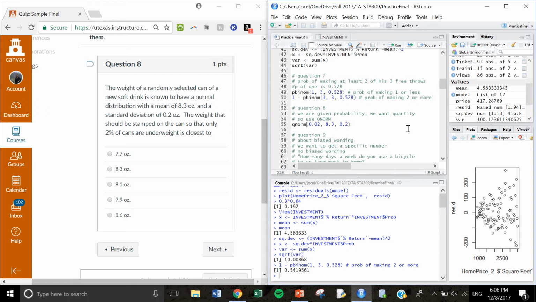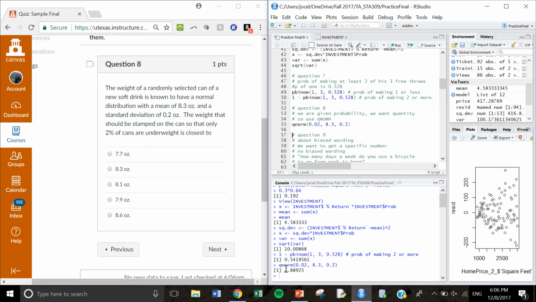So we use Q norm when we're given a percentage and we're looking for quantity. We're looking for the number. If you're given the number and looking for the percentage, you would use P norm. So we're looking for the bottom 2%. That's why we use Q norm, with a mean of 8.3 and a standard deviation of 0.2. So in Q norm, we put percent, comma, mean, comma, standard deviation. For P norm, you'll put the value, comma, mean, comma, standard deviation. So when we run this, we see that it is 7.89. So that will give us the 7.9 answer.